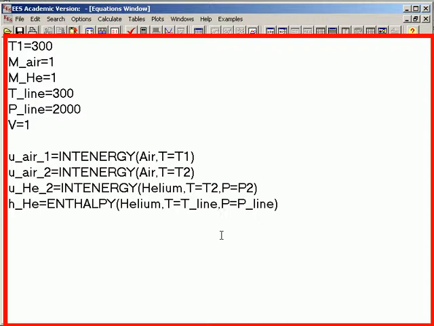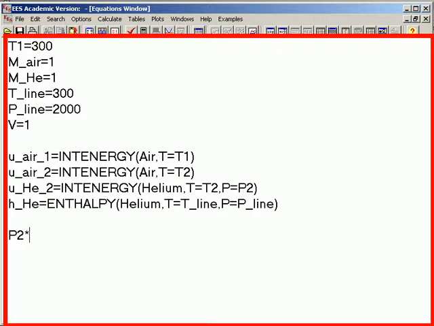We're ready to go. Well, what are our unknowns at this point? We have T2, which is unknown, but we also don't know P2. And so what we need to do is find some way to relate P2 to T2, and that relationship is going to be from the ideal gas law.